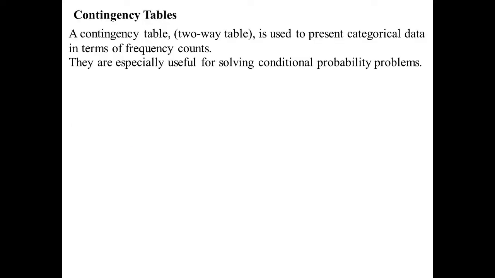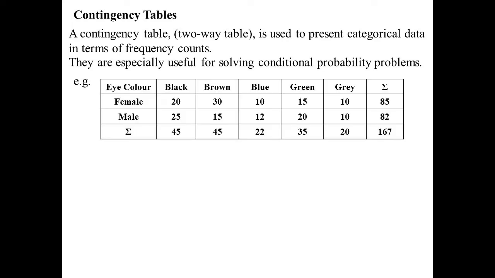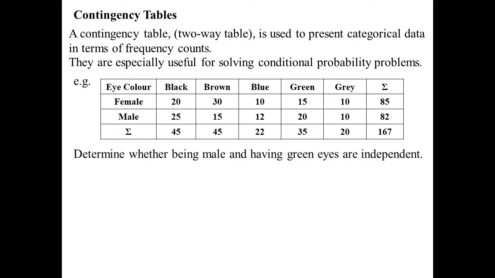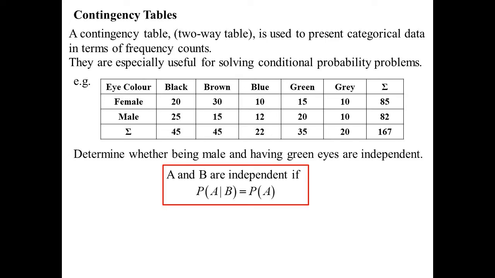Contingency tables. They're great when you've got something like this. Data's being collected, so this is bivariate data here. Because we're looking at a person's eye colour, but also what gender they are as well. So we want to determine whether being male and having green eyes are independent. Now, if you remember our formula for conditional probability, we found out that, hey, A and B are independent if the probability of A given B is equal to just the probability of A. So in this sort of table, I can look at this and I can see the probability of male is 82 out of the 167.